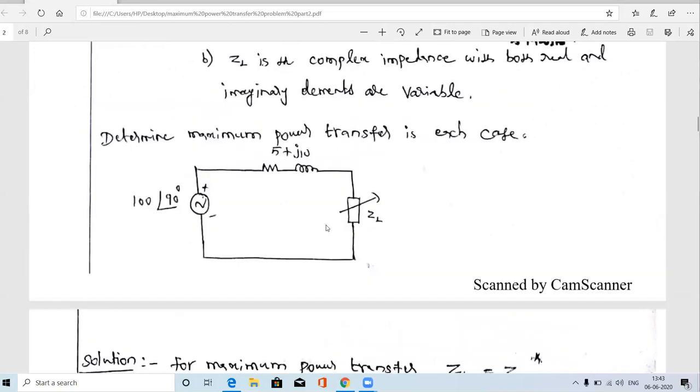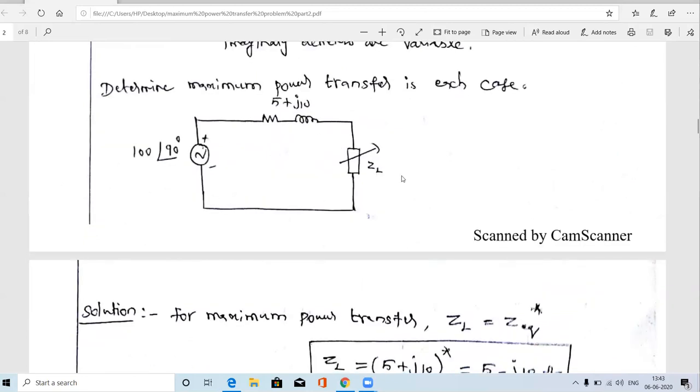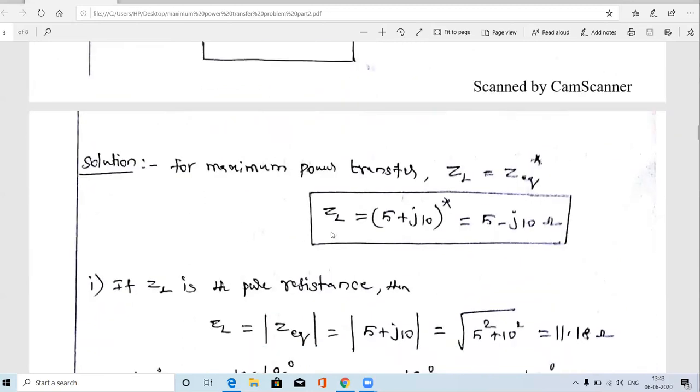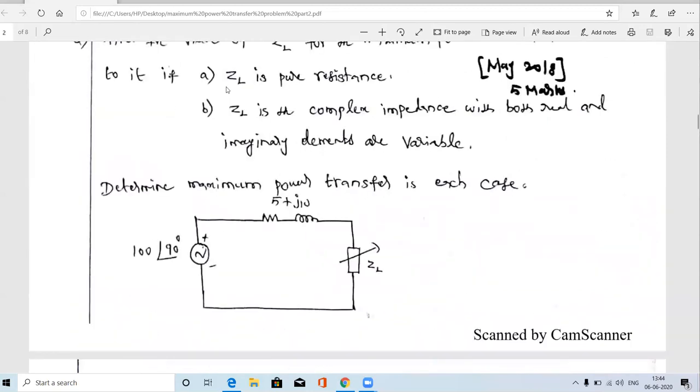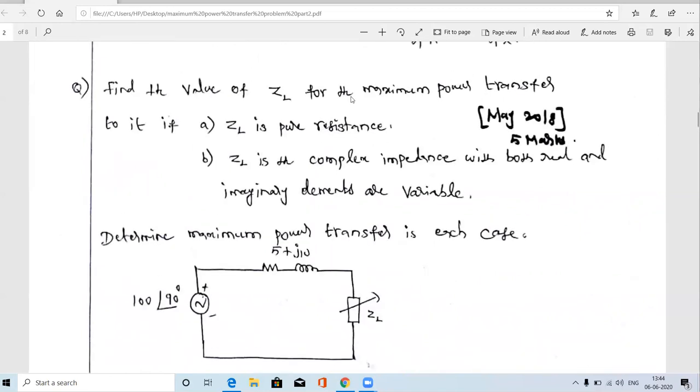But in the given diagram, what is the Thevenin's impedance? They are giving 5 plus J10. For what value of ZL will this circuit transfer the maximum power? ZL equals the complex conjugate of the Z equivalent. The complex conjugate of 5 plus J10 is 5 minus J10. So the value of ZL must be 5 minus J10. And for the two conditions, they are asking the maximum power transfer.